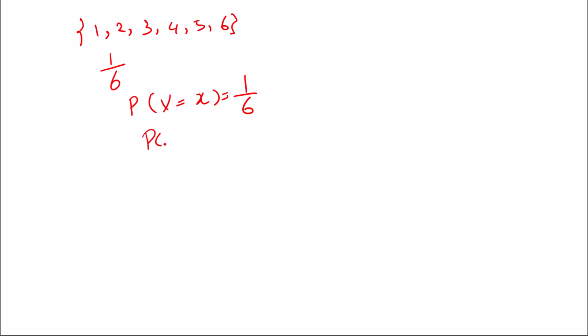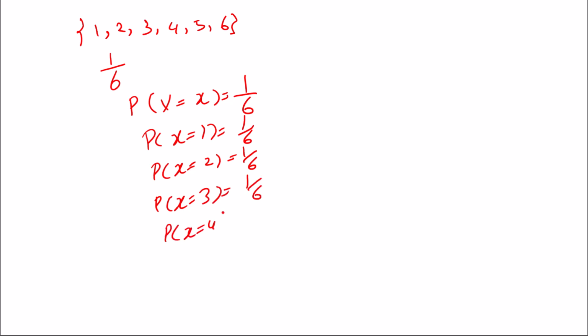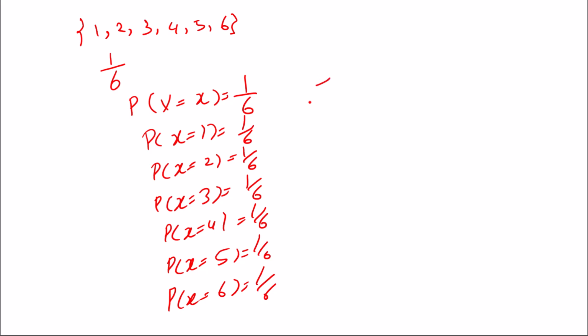So P(X=1) is 1 by 6. Same, P(X=2), P(X=3), P(X=4), P(X=5), and P(X=6). Same, all together, right? Then the expectation E[X] is equal to the sum of x dot P(x), right?